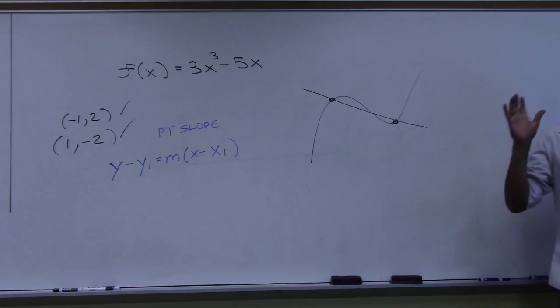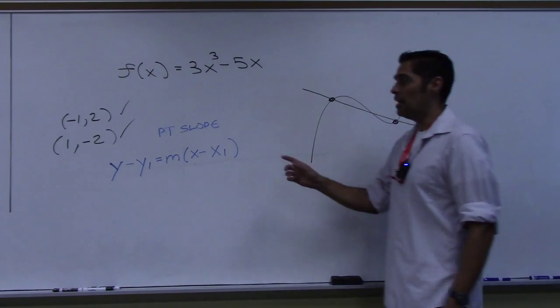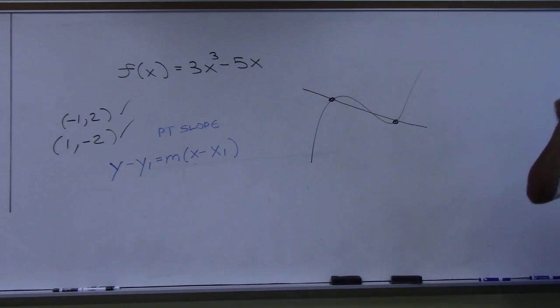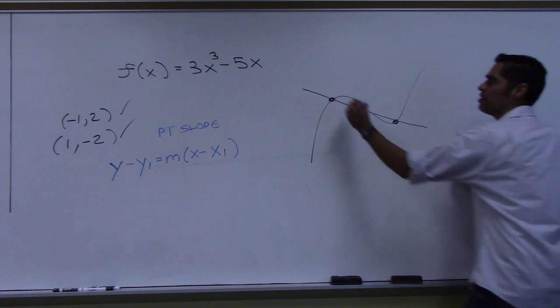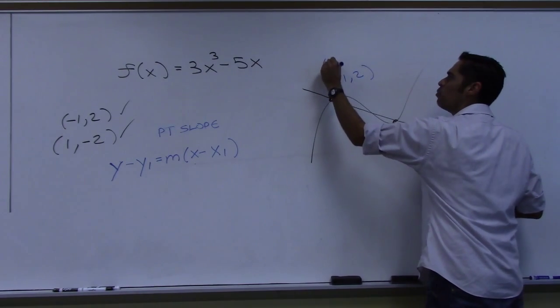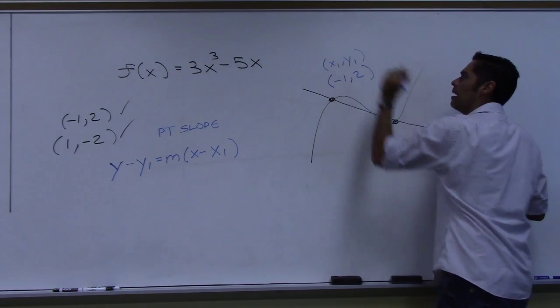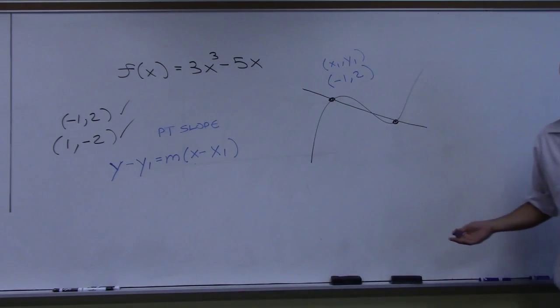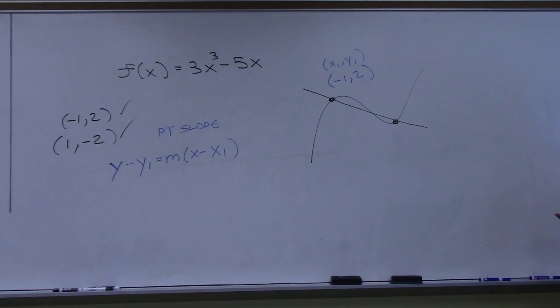In order to come up with the equation of a line, you have to have at least 1 point on the line and the slope of the line, don't you? Do we have a point? Yes, absolutely. We have 2 of them, actually. But I'm just going to use this one right here, -1, 2. I'll call that my x1, y1. All I need now is the slope. In this formula, I don't need the other point.